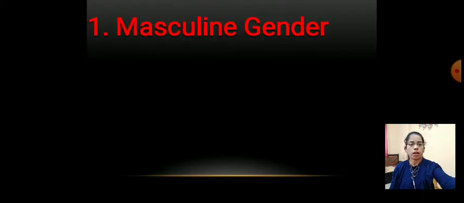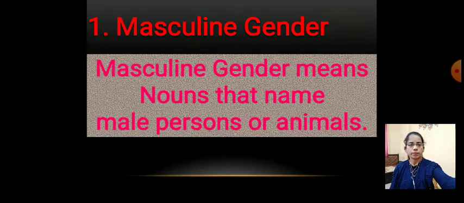First one, masculine gender. See the definition. Masculine gender means nouns that name male persons or animals. It means the names of male persons or animals are all included in the masculine gender.